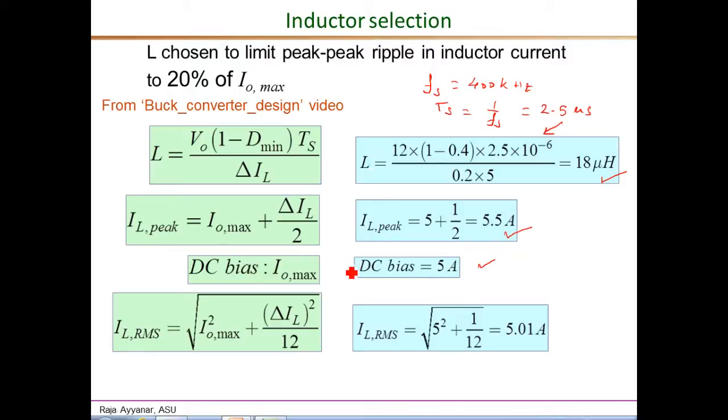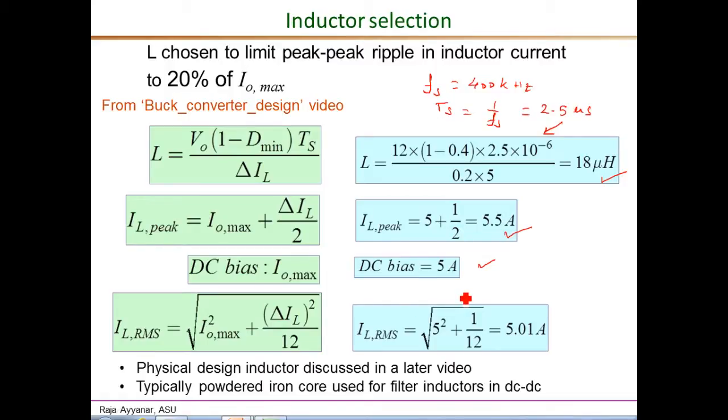So given these 4 parameters, we can either do a physical design of the inductor ourselves or choose an inductor from available off-the-shelf components. We will be covering physical design of the inductor in a later video, but I should mention here that typically for these filter applications in a DC-DC converter, we use what is known as a powdered iron core.